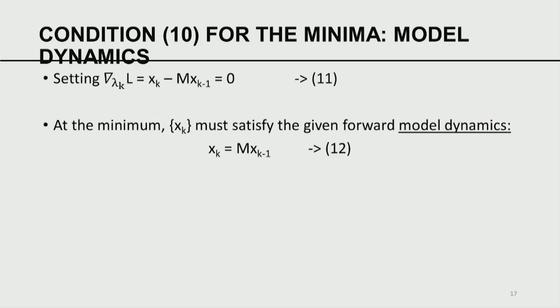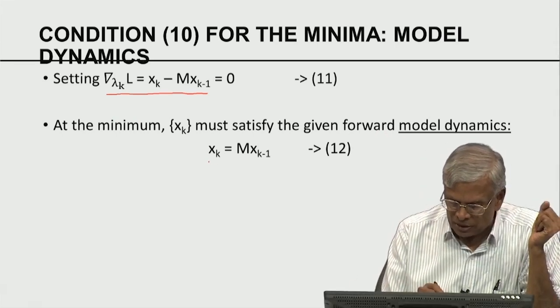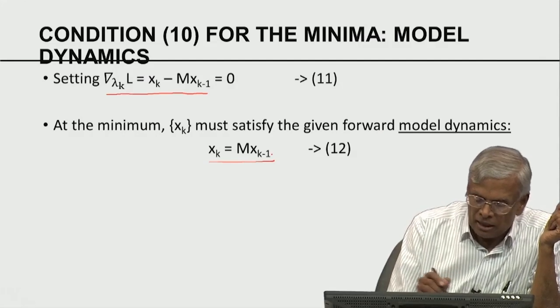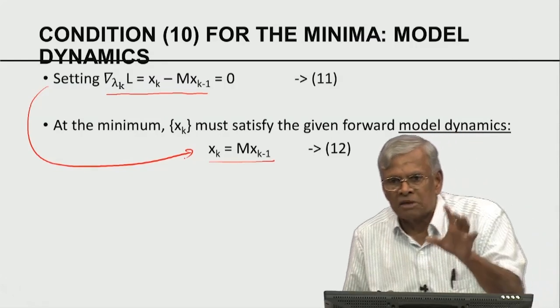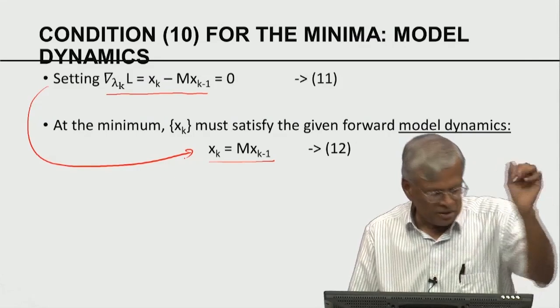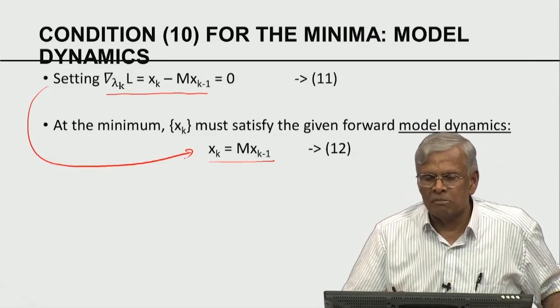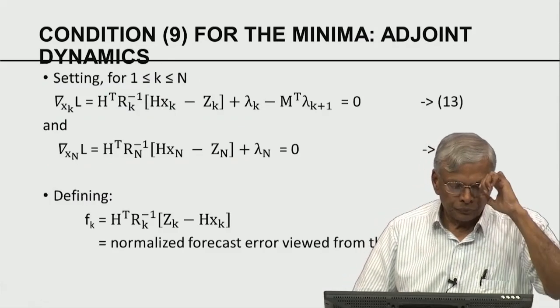By setting the gradient with respect to lambda k to 0, I get the model equation. So xk minus M of xk minus 1 equals 0 essentially means the model is satisfied. I am forcing the model as a strong constraint using the Lagrangian. At the minimum, xk must satisfy the forward model dynamics: xk plus 1 is equal to M of xk. That is what is being given by this. So this essentially leads to forcing the model as a strong constraint. The model must always have the last say. The model equation must always be satisfied in defining x. The x's are not free variables, they are constrained by the model.